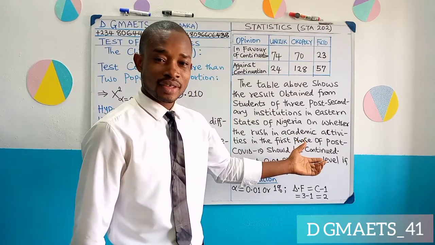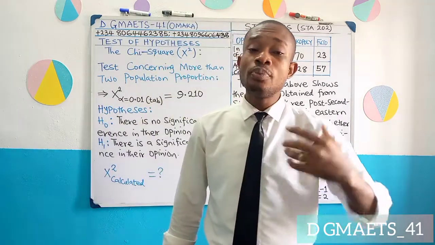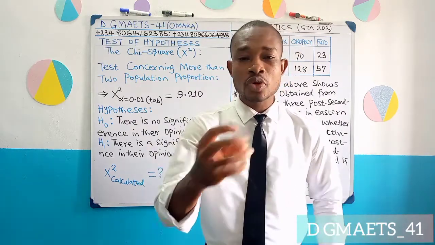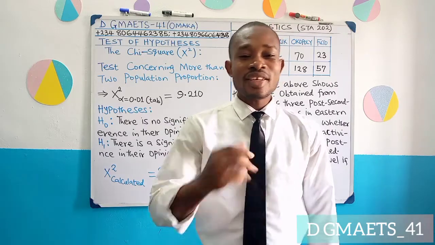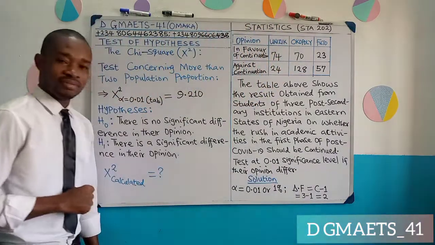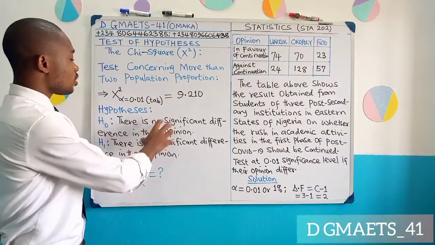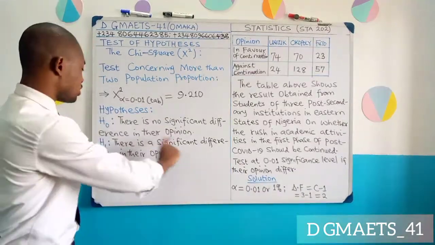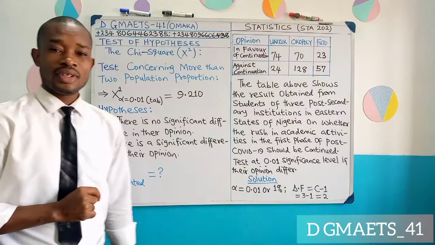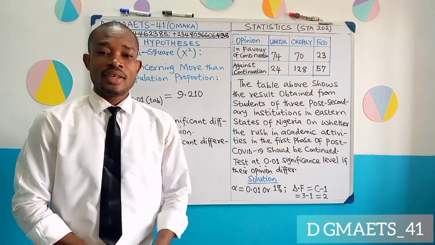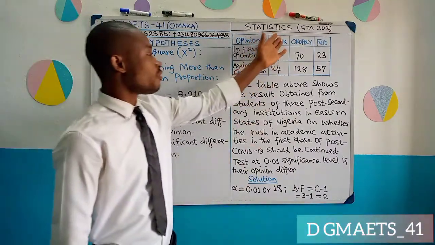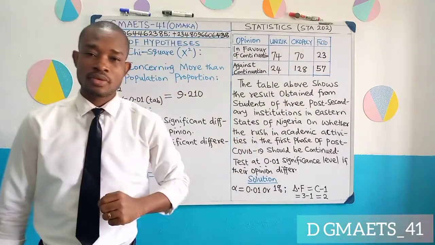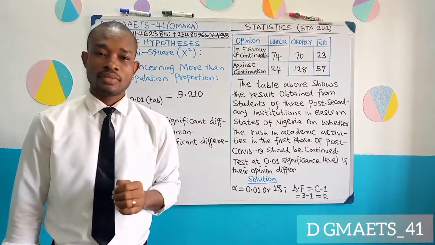Now, the null hypothesis will follow along with the statement on the board here. Are you following, right? The alternative hypothesis will be against the null hypothesis. These two hypotheses are always opposed to each other. So let us see what the null hypothesis is. On the board here, the null hypothesis is saying that there is no significant difference in their opinion. What does it mean? It means that the opinion of students from Unizik, the opinion of students from Okopoly, and those from Futo are all the same.